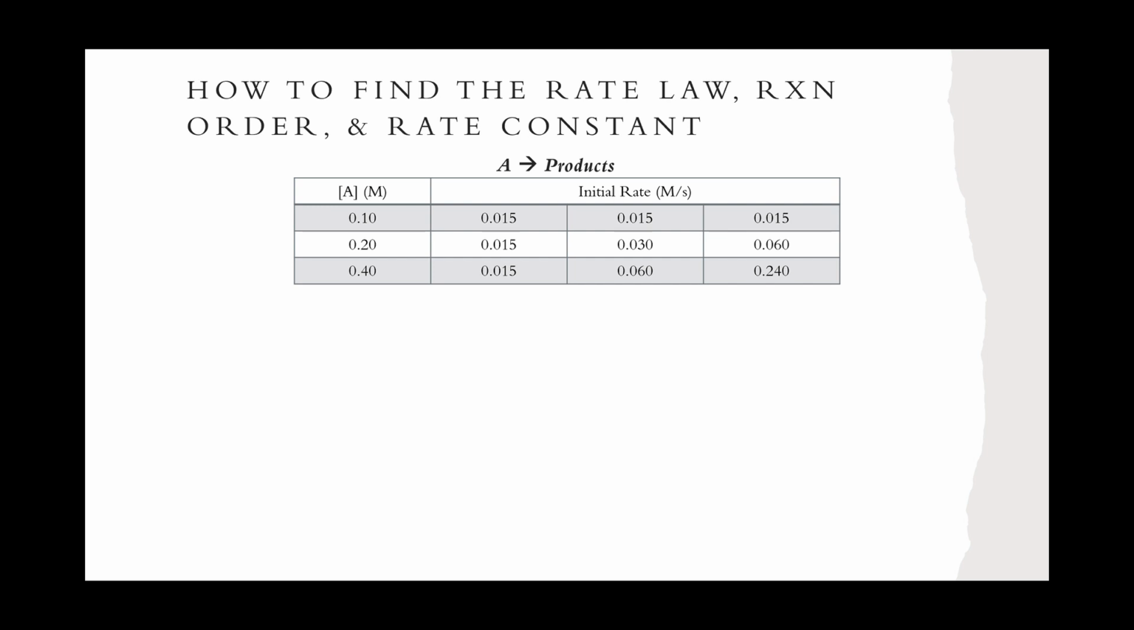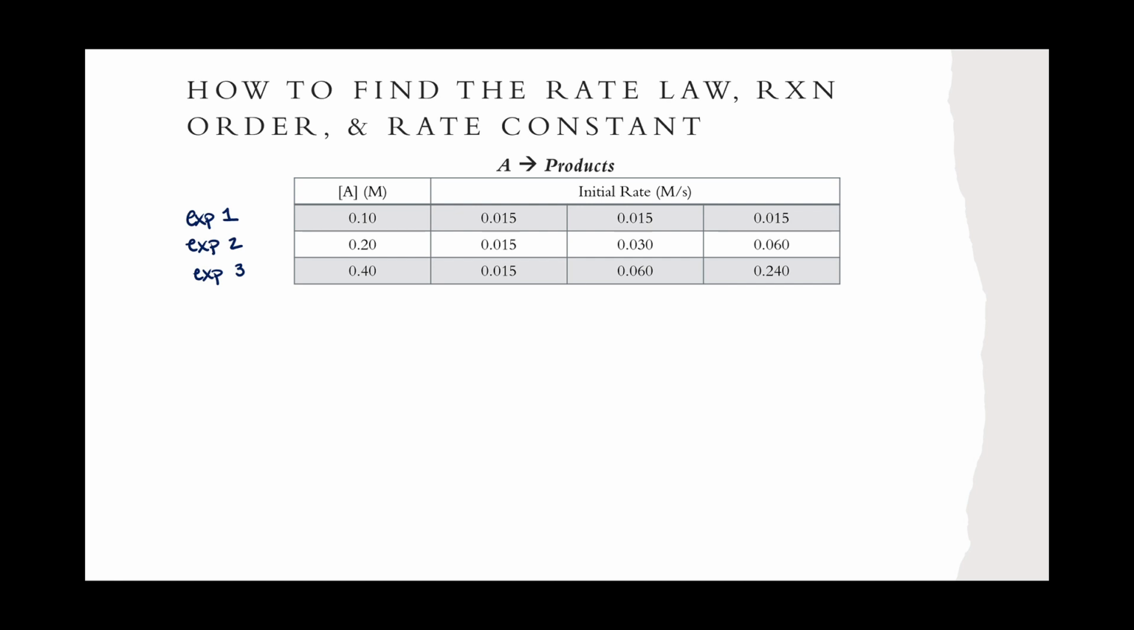So what I did here is I made a little table. We have our reaction A to products, and each row is an experiment. So we have experiment 1 here, experiment 2, and experiment 3, or trial 1, 2, and 3, however you like to look at it. And these are not all done at the same time. This would really be maybe 9 experiments. I have the initial rate divided into 3 separate columns. Each will be indicative of a specific reaction order and how we would find that.